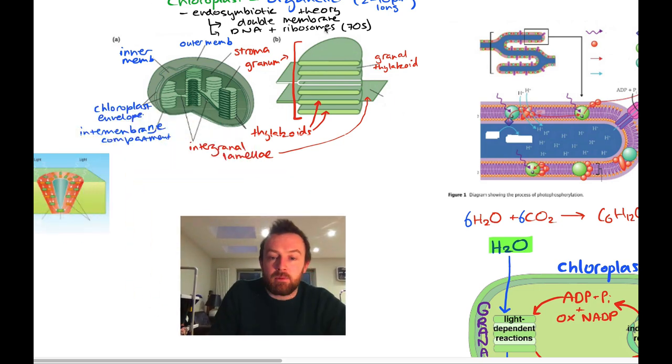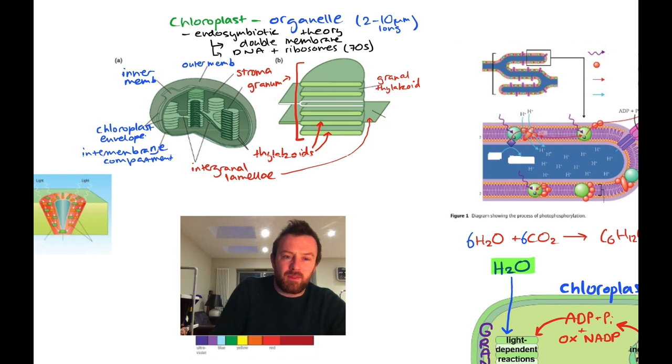So we've got DNA, we've got ribosomes, what else? There are also lipid droplets as well in there, and starch grains as well. I'll just put in the stroma. Also, lipid droplets plus starch grains.